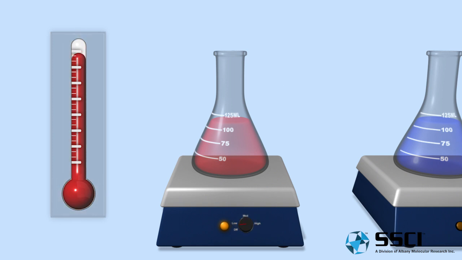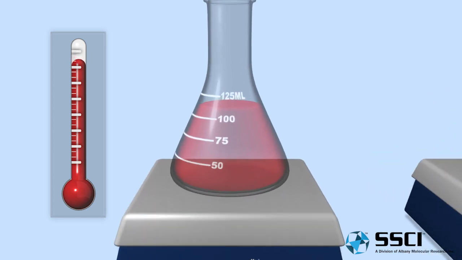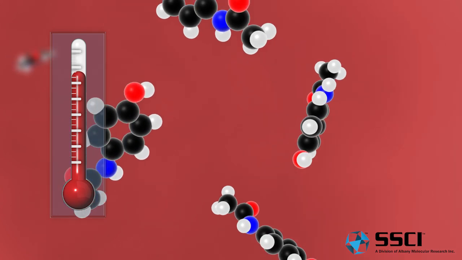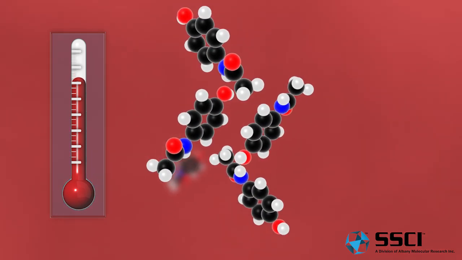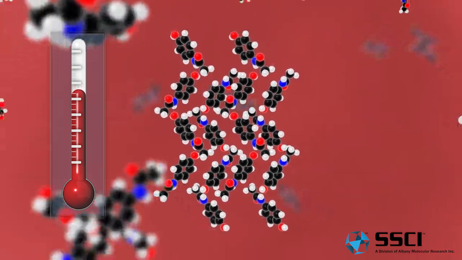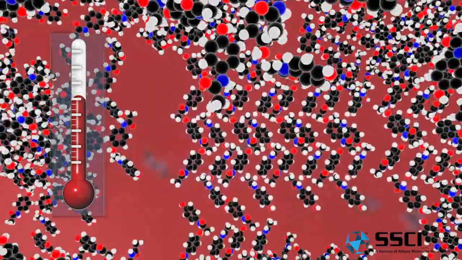When the system is cooled, the solubility of the compound decreases, providing a driving force for crystallization. Nucleation of a solid phase occurs through the formation and collision of molecular clusters with a particular arrangement of molecules.